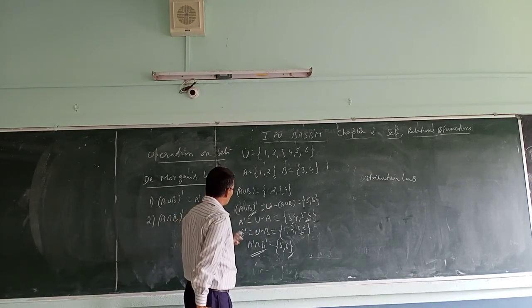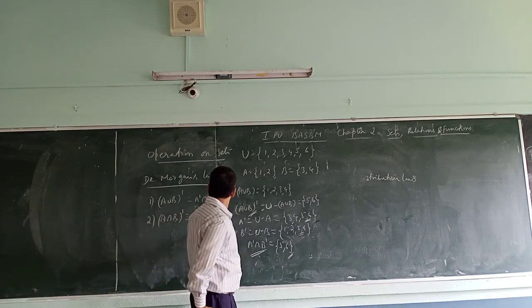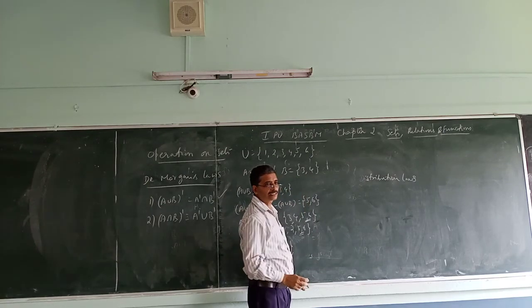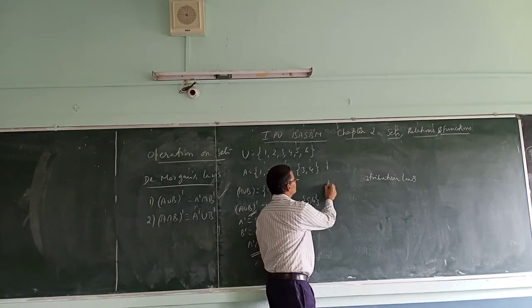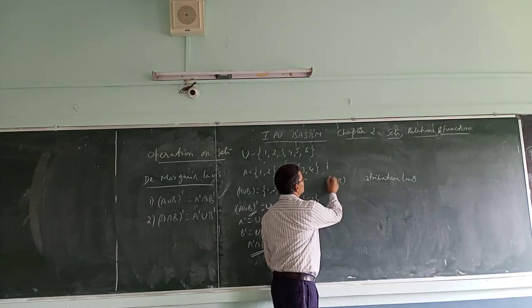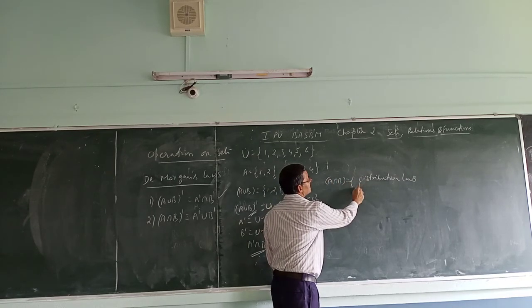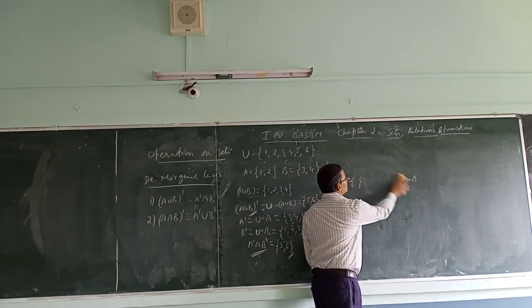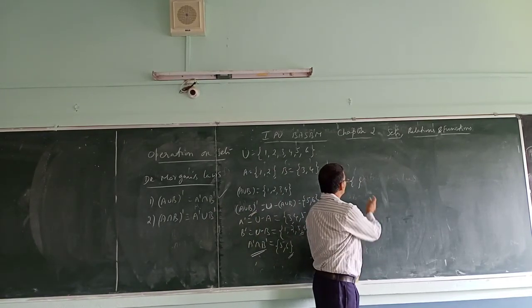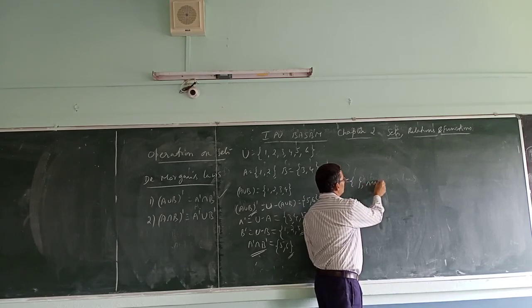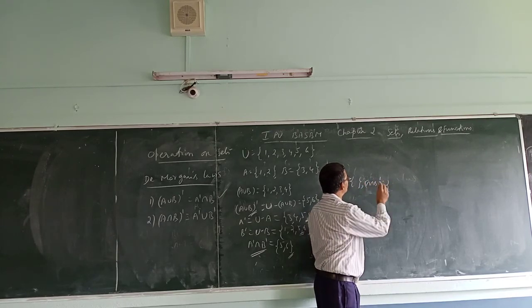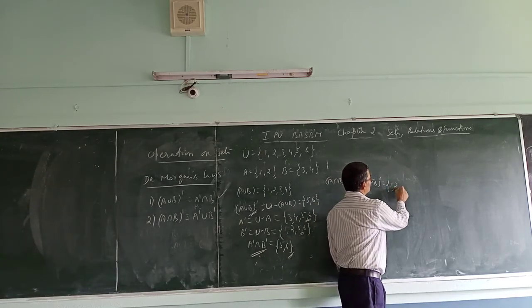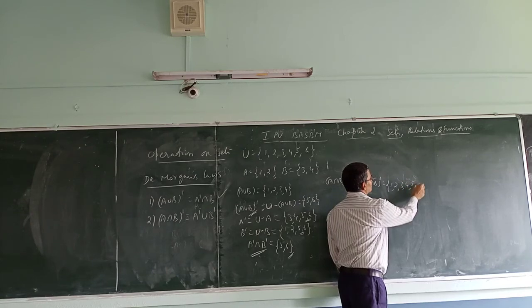What is (A intersection B) whole dash? We will prove the second part also. What is A intersection B? A intersection B is the null set here, so no element. So what is (A intersection B) dash? It is nothing but the set itself, that is {1, 2, 3, 4, 5, 6}.